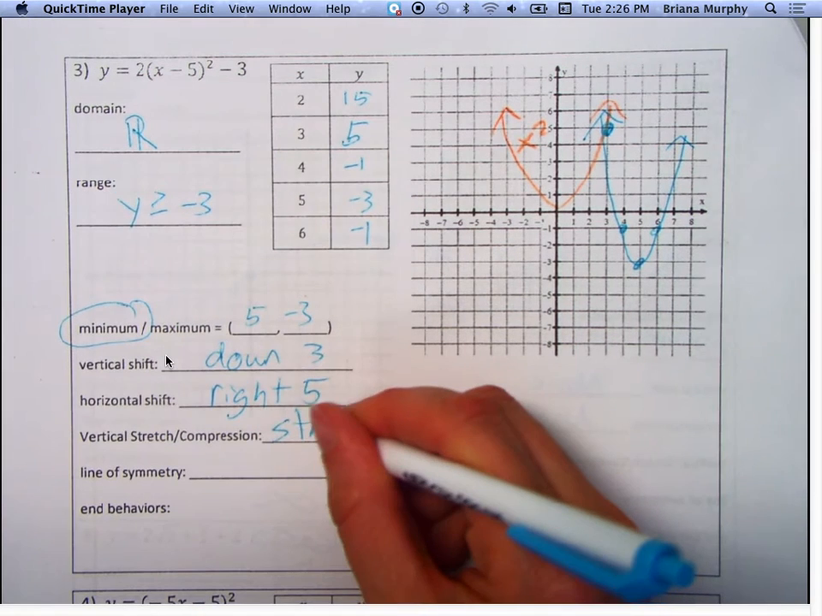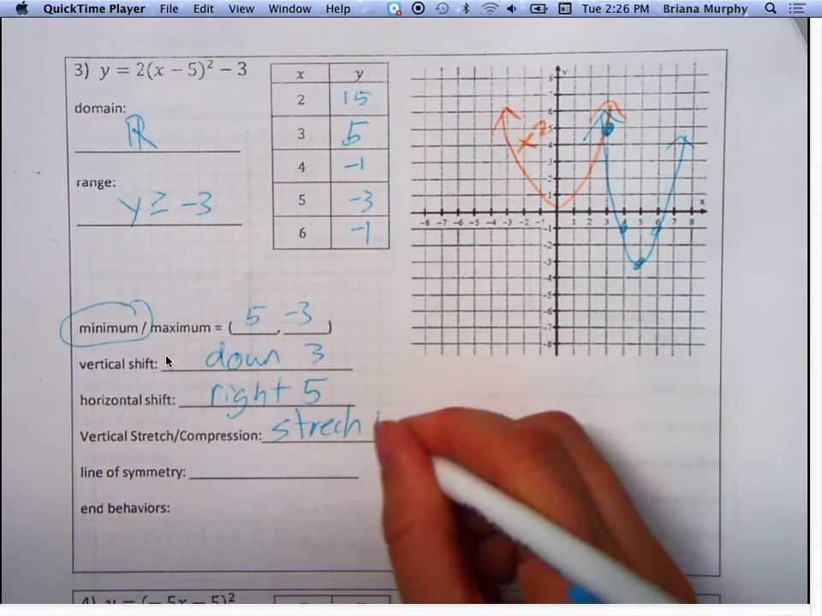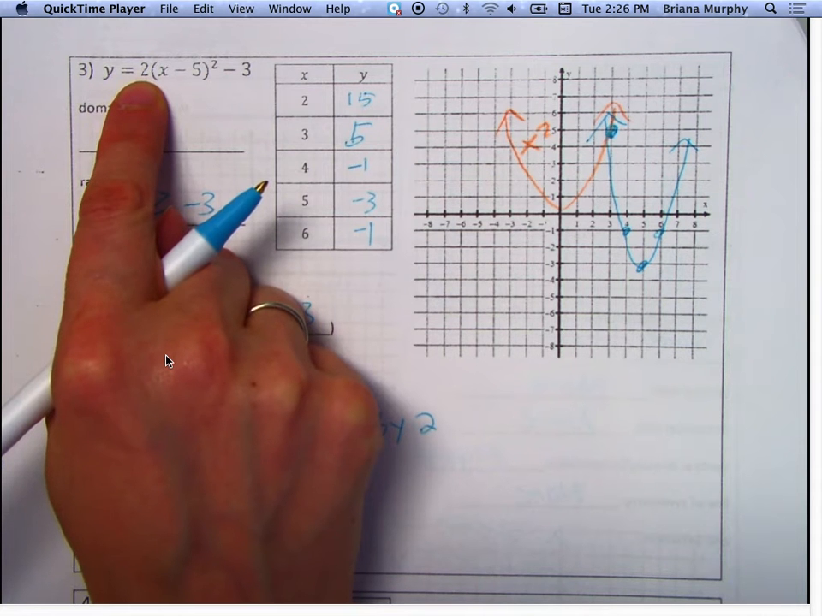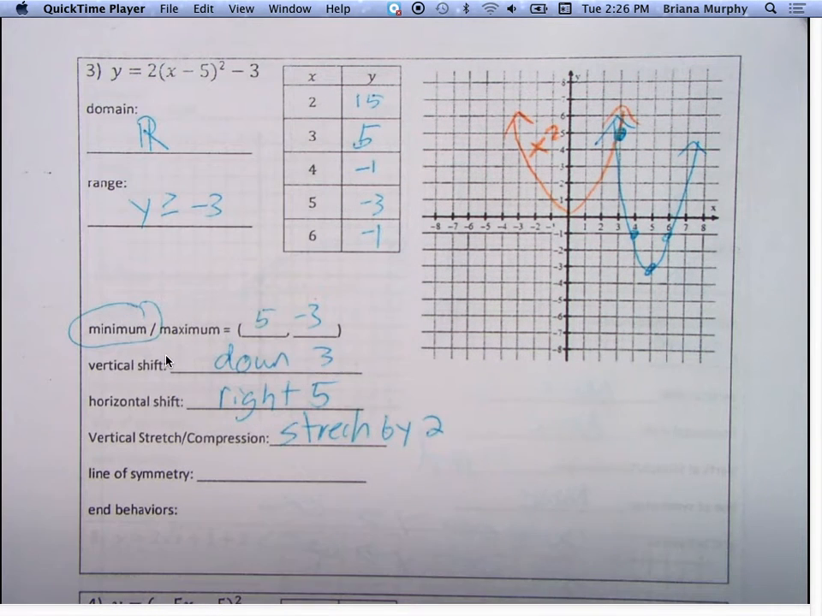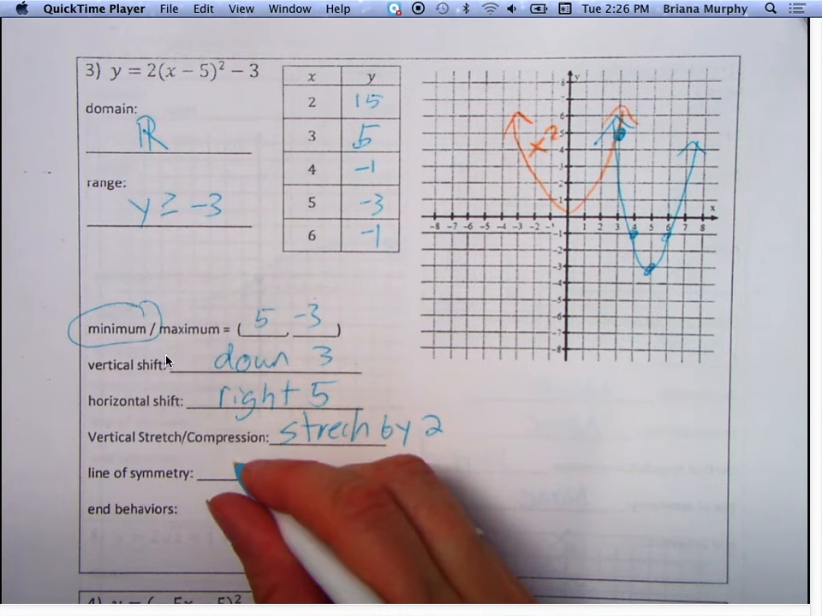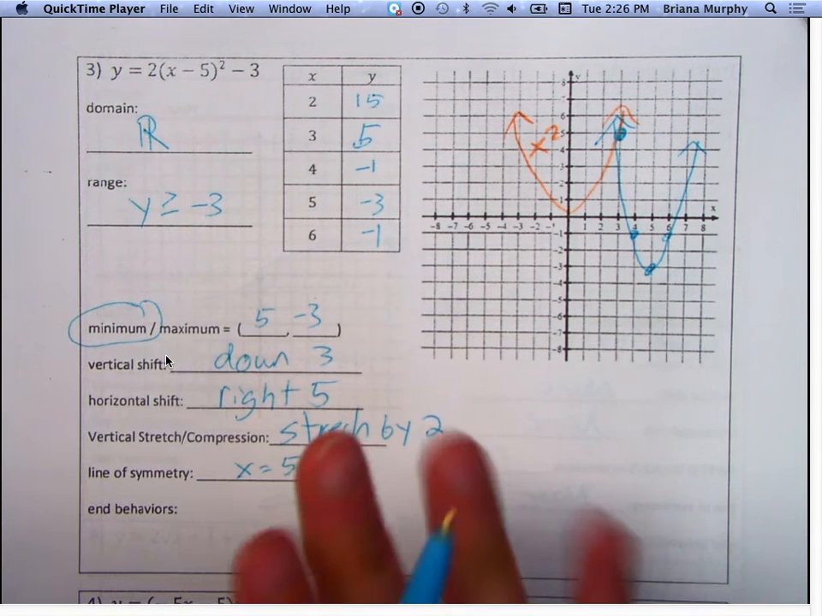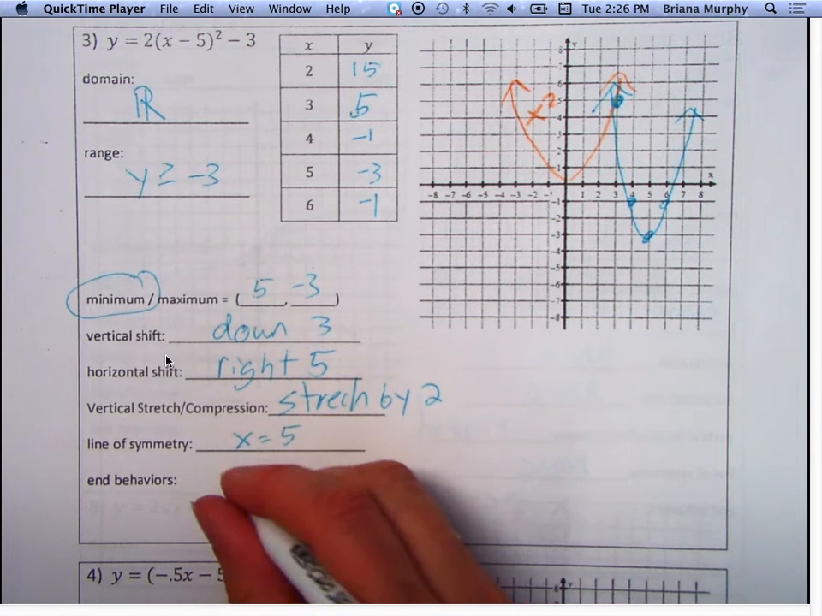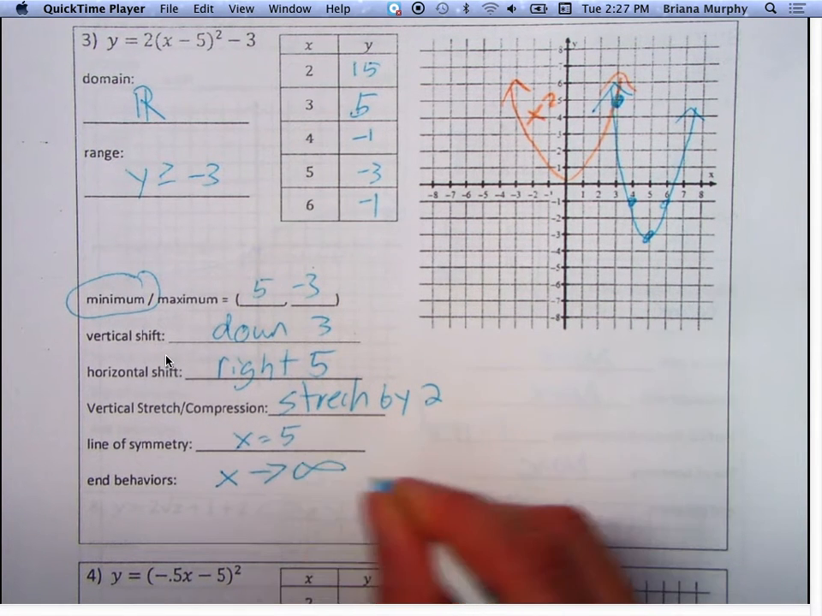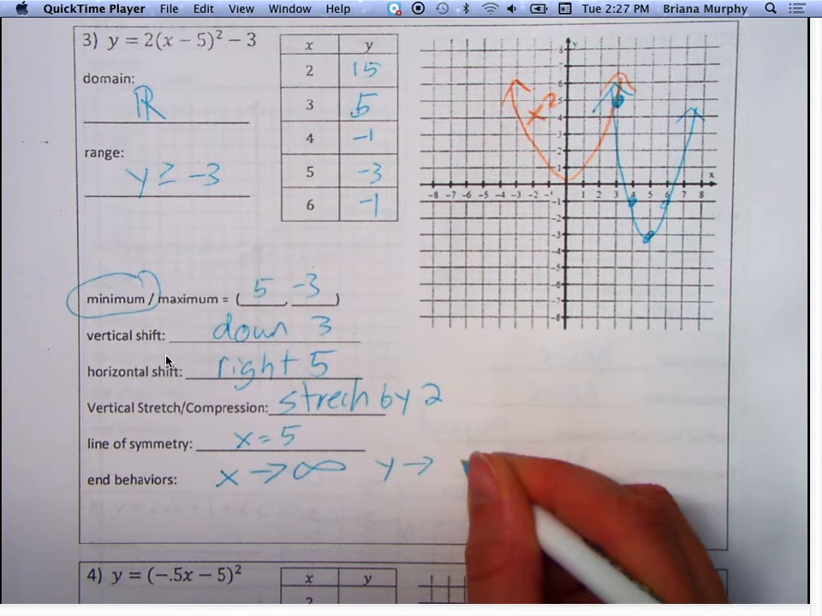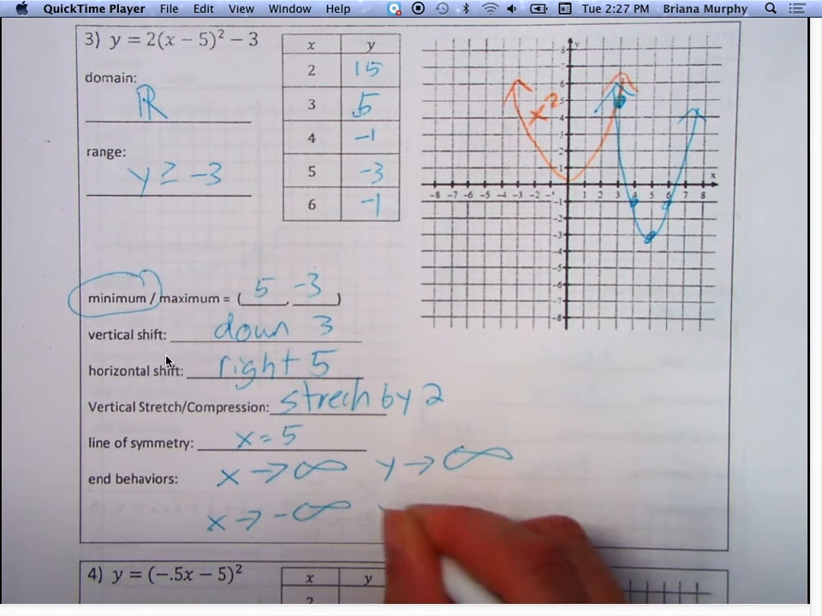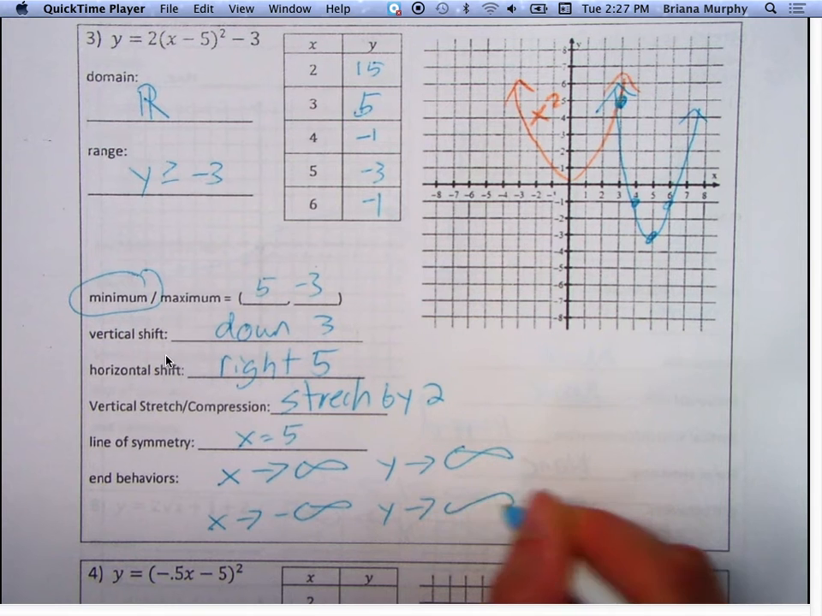Is it because it's on the outside? Okay? This is on the outside. Stretched by 2. Okay? It's twice as up. Line of symmetry is still x equals 5. And let's talk about our end behaviors before I take questions after this. As x approaches infinity, y approaches infinity. As x approaches -infinity, y approaches infinity. Yes?